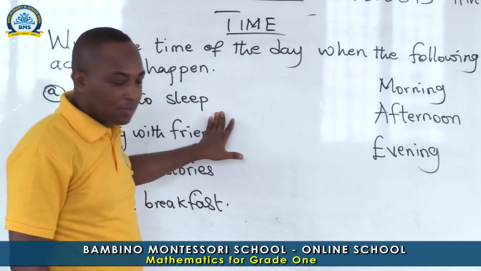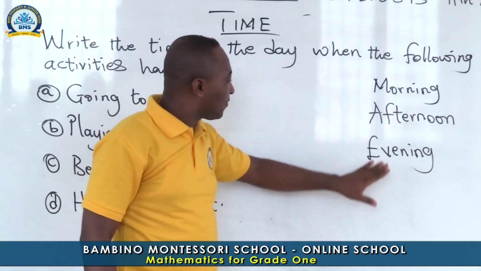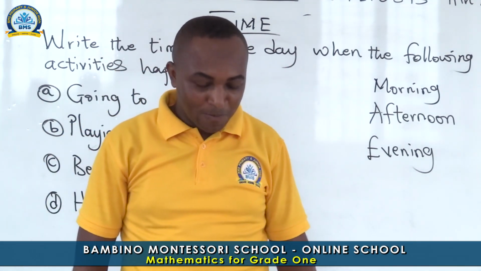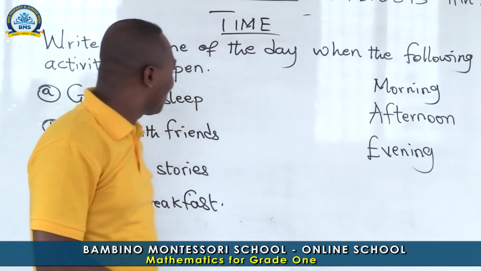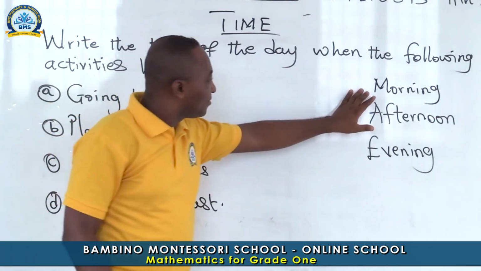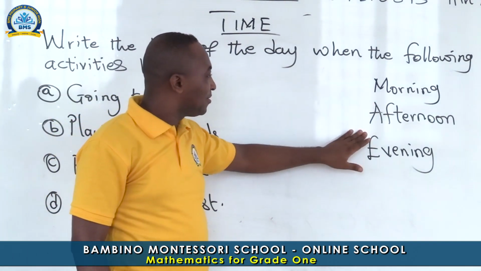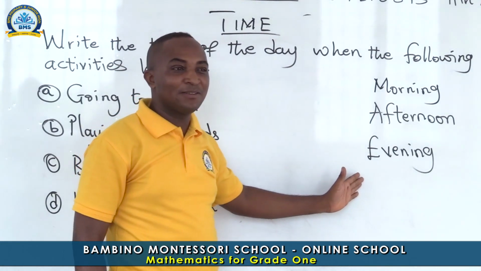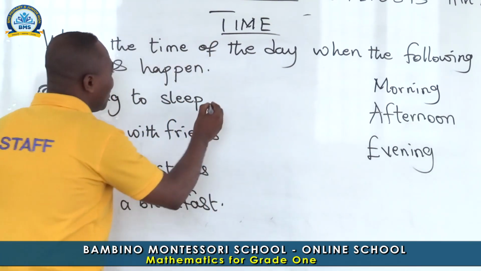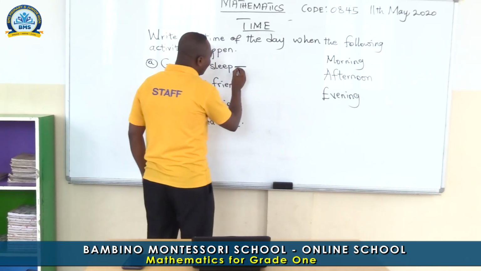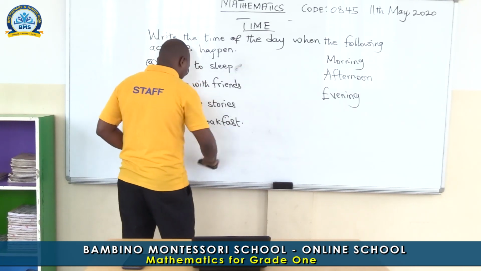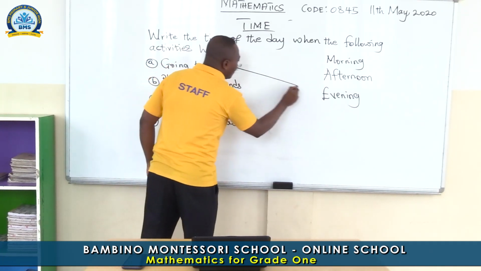Going to sleep. Is it in the morning, afternoon, or evening? Can someone come with the right answer? Yes. Going to sleep. Do you sleep early in the morning, in the afternoon, or in the evening? Definitely, it's during the evening that we go to bed. So we choose or we match this activity to evening.